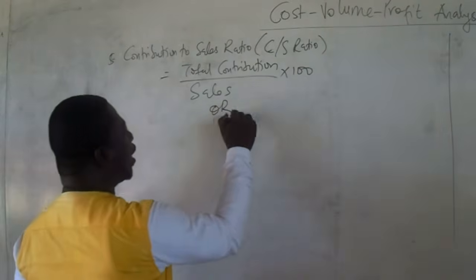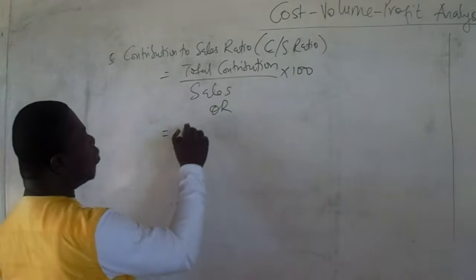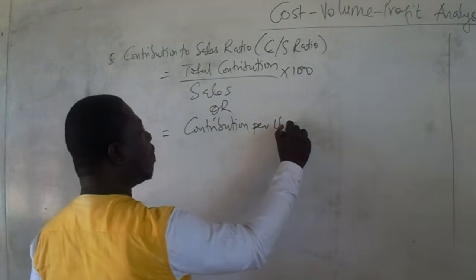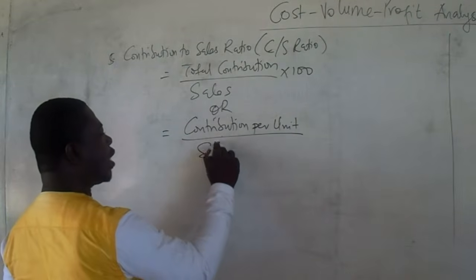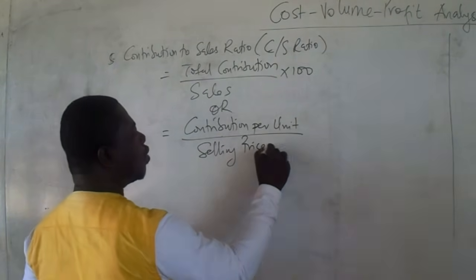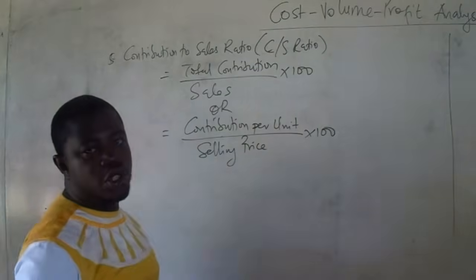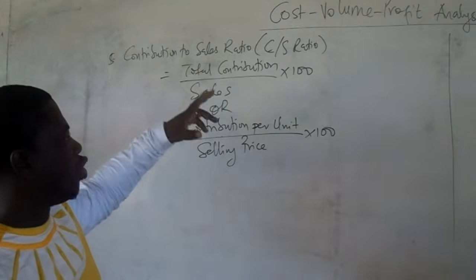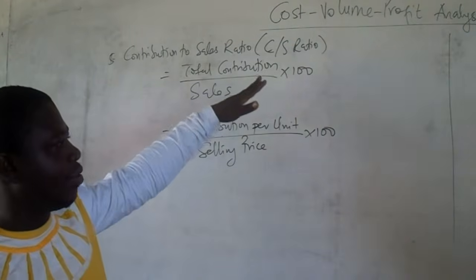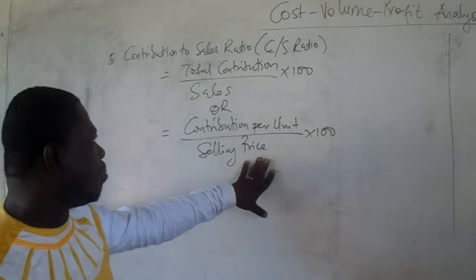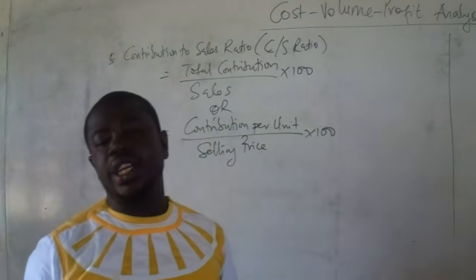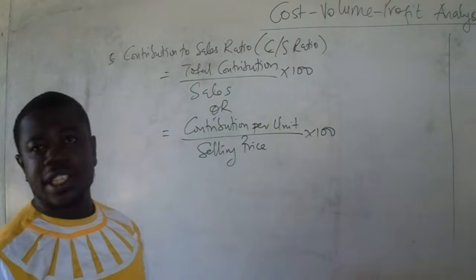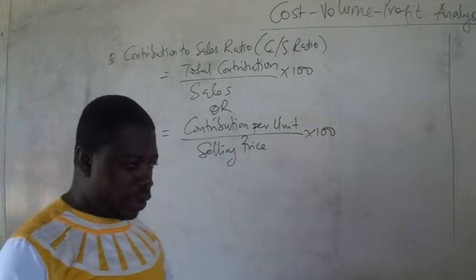You can also go by it in units, and so that's going to be your contribution per unit over your selling price times 100. Now, whichever way that you go, you should arrive at the same answer. Contribution to sales ratio is your total contribution over sales times 100, or contribution per unit over the selling price times 100, and that will give you the same answer, and it's going to be a percentage. Now, take note that the higher the CS ratio, the higher the profitability for the organization.